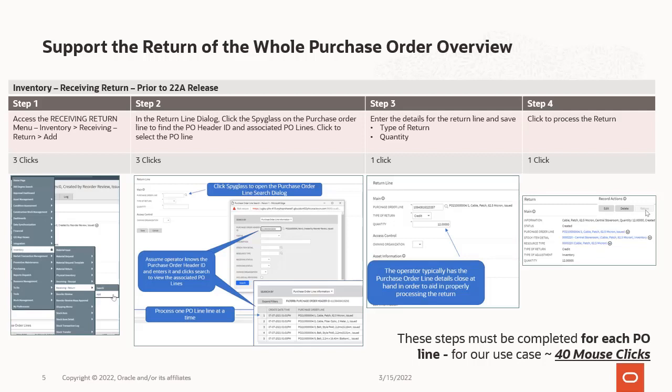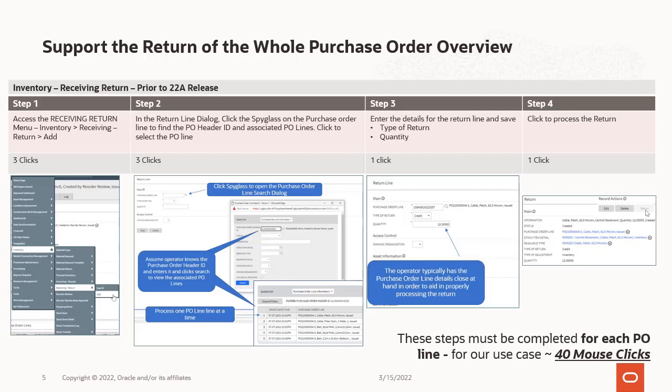In step 3, once the PO line has been selected, the storeroom clerk enters the details for the associated return line. The storeroom clerk will need to have those details close at hand in order to enter the proper quantity to return. Return detail lines for the selected PO line are entered and saved. In step 4, now that the return record has been created, the storeroom clerk completes the return.